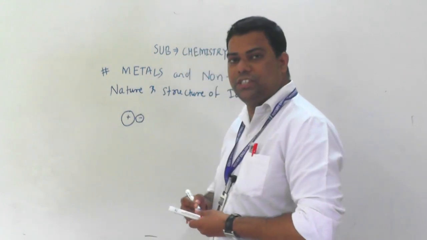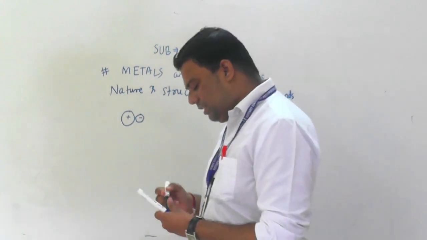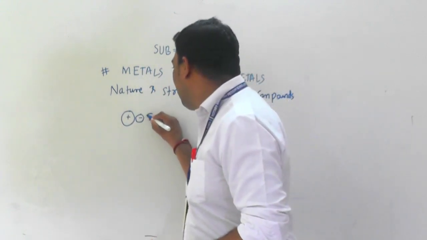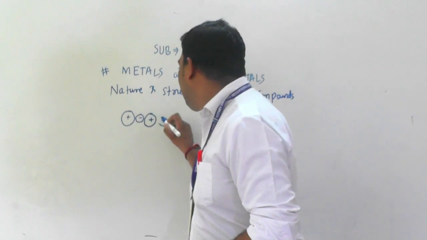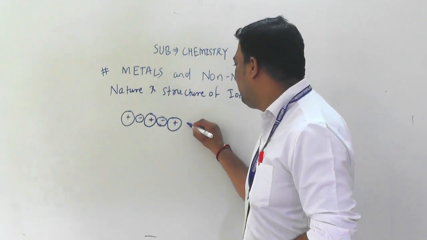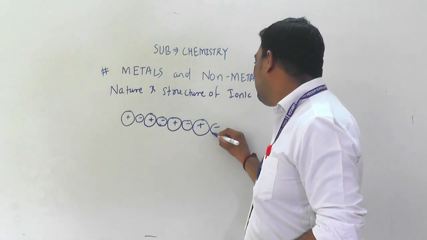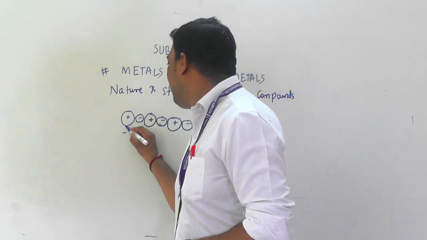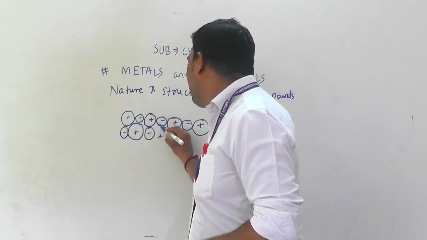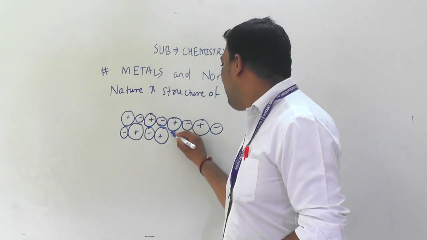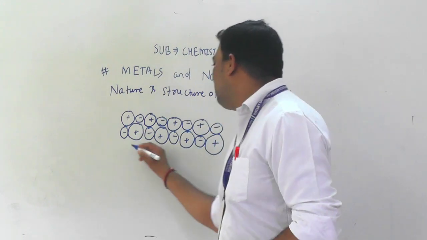As you know, positively charged species are bigger and negatively charged species are smaller, according to size. Like this, we can observe a cluster of ions, completely compact: plus, minus, plus, minus. Here minus, then plus, then minus, here a big plus, here negative, positive, negative, again positive. Like that we can continue.